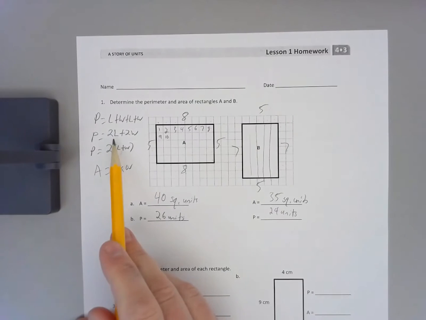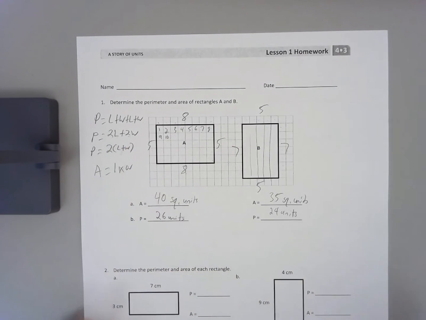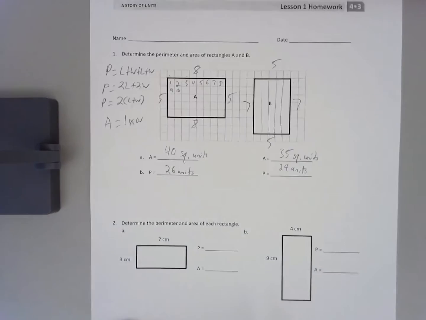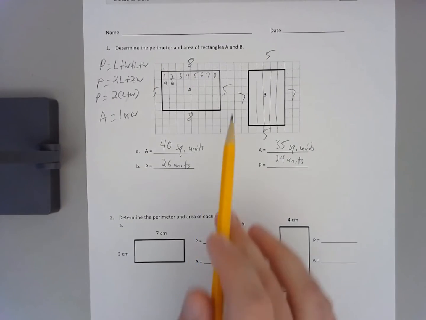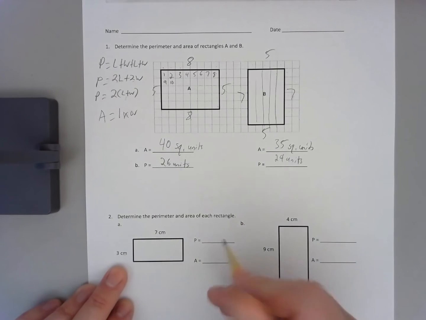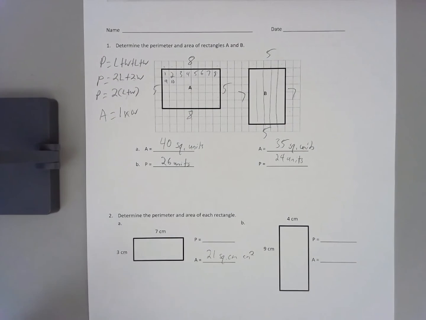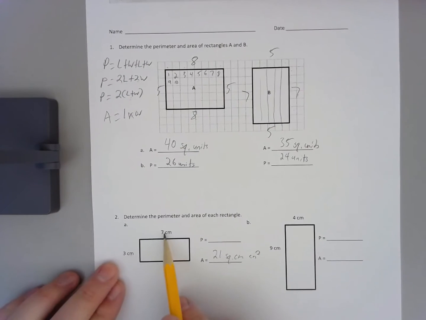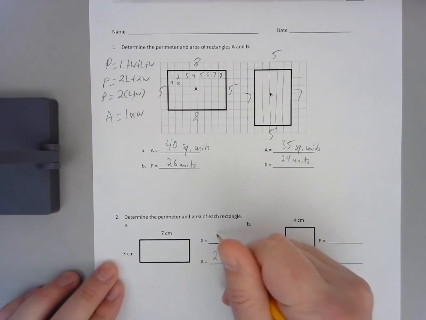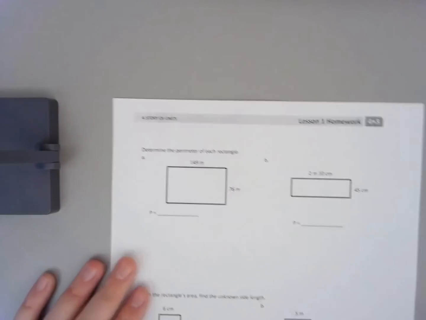Okay, they'll get the same answer if they do this. If they do 2 times 7 is 14, plus 2 times 5 is 10, 14 plus 10 is 24. They'll get the same thing. These problems down here, again, it's not in a grid line, so they don't see it visually. Our area, 3 times 7, 21 square centimeters. We haven't talked about that symbol yet. We'll get there. And then perimeter, 7 plus 3 is 10 times 2, 20 centimeters. Not going to do that one, same thing.